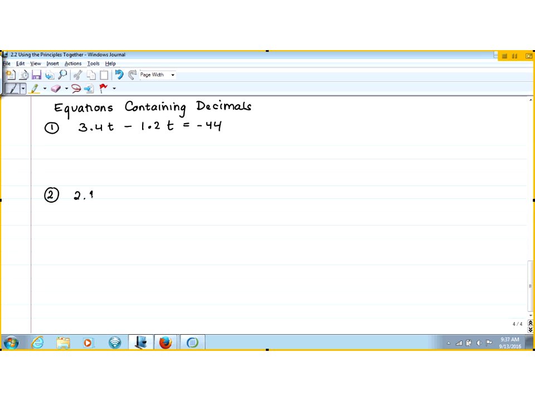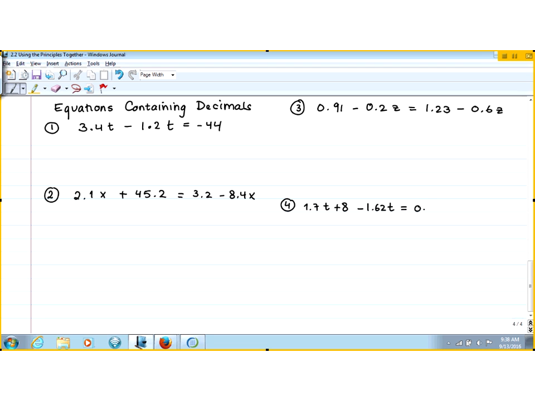Okay, so number 2, you have 2.1x plus 45.2 is equal to 3.2 and 8.4x. All right, so number 3, we have 0.91 minus 0.2z is 1.23 minus 0.6. And then number 4, 1.7b plus 8 minus 1.62t is equal to 0.4t minus 0.32 plus 6.